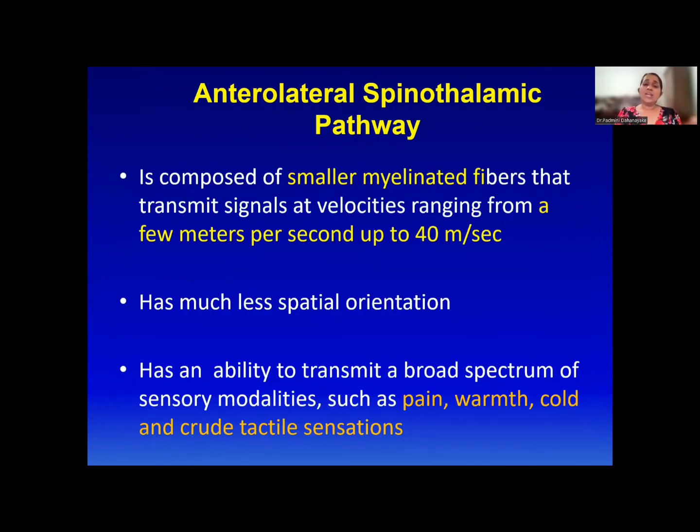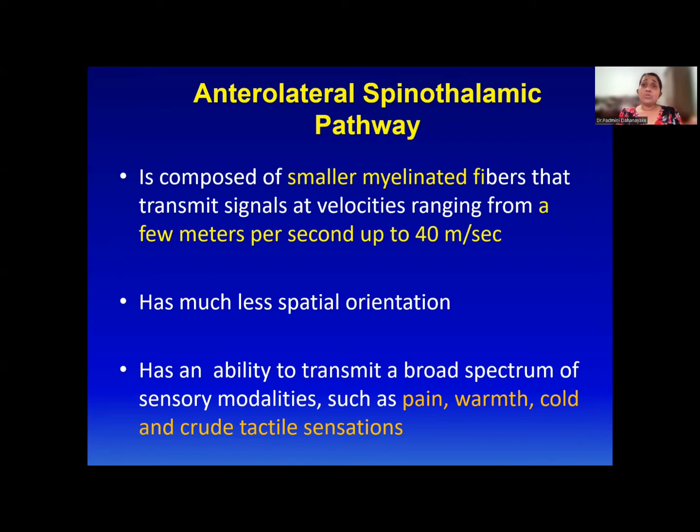That is the anterolateral spinothalamic pathway. In contrast to the dorsal column pathway, these have smaller myelinated fibers. Therefore, their speed is also low, about a few meters per second up to 40 meters per second. And again, it has much less spatial orientation, not like the dorsal column pathway.